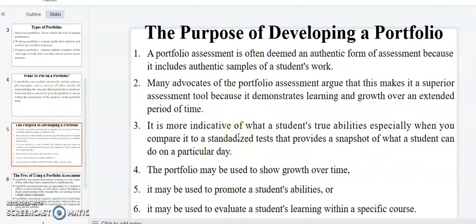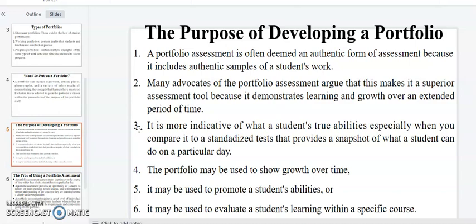Now, in these slides, I want us to look at the purpose of developing a portfolio. A portfolio assessment is often deemed an authentic form of assessment because it includes authentic samples of students' work. Many advocates of the portfolio assessment argue that this makes it a superior assessment tool because it demonstrates learning and growth over an extended period of time.